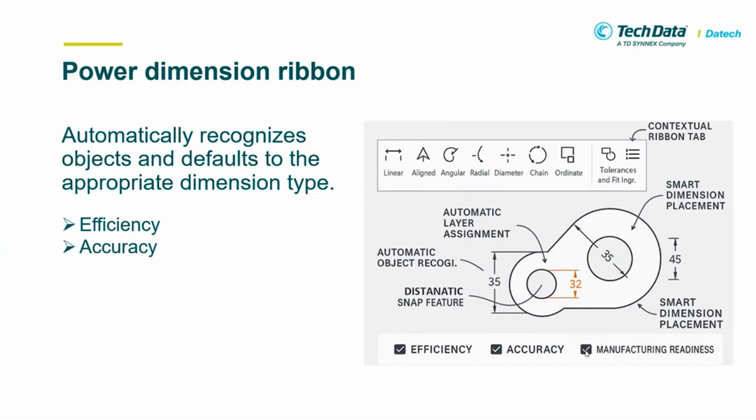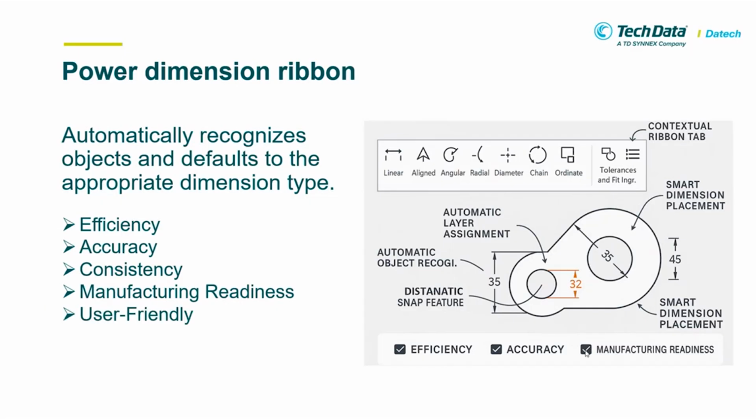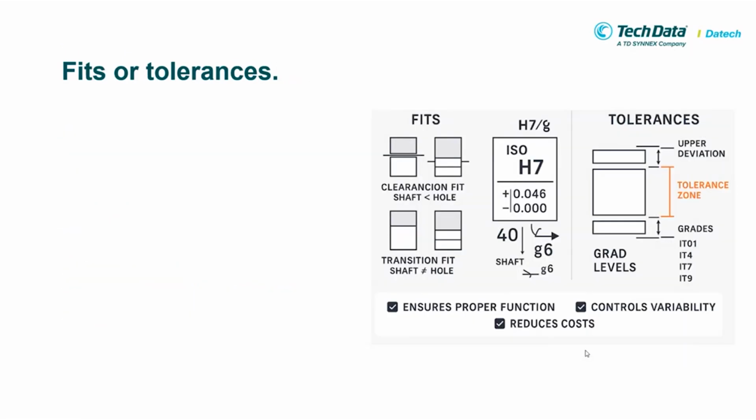Accuracy that adheres to drafting standards and ensures precise spacing and alignment. Consistency that maintains uniform layer management across the drawing. Manufacturing readiness, enabling tolerances and fit directly in the drawings, making the drawing more production ready. User-friendly access to the tools, an innovative feature that makes it easy for both beginners and advanced users as well.